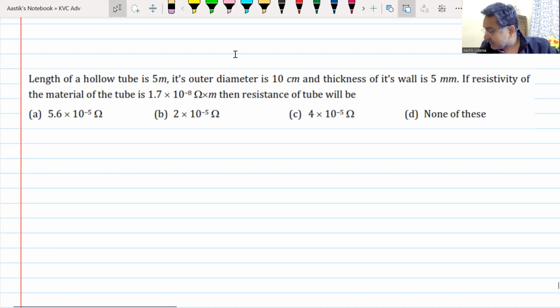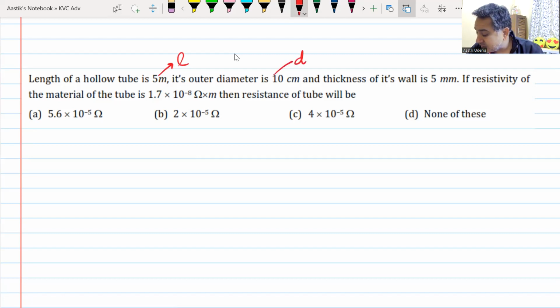Anyways, the length of a hollow tube is 5 meter, its outer diameter is 10 centimeter. I can obviously make this question without the calculation, but I want you to do the calculation, and that is why this question is put. The length of a hollow tube is 5 meter. I can call the length L if I just want to solve this question algebraically. Its outer diameter, I can call D. The thickness of this wall, I can call T. The resistivity of the tube, I can call rho.